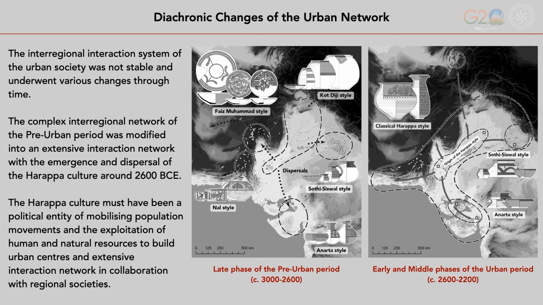During the pre-urban period, different regional societies and cultures emerged in different parts of the Indus region and interacted with each other to create a socio-cultural network. During the late phase of the pre-urban period, an extensive network was developed connecting the Indus Valley and its surrounding regions, which became a foundation of the urban society during the urban period. However, the regional cultures and societies did not fade away, but persisted into the urban period to develop interaction with the Harappa culture.